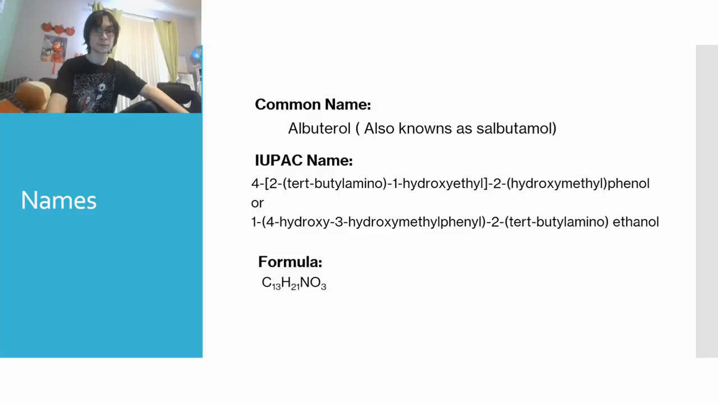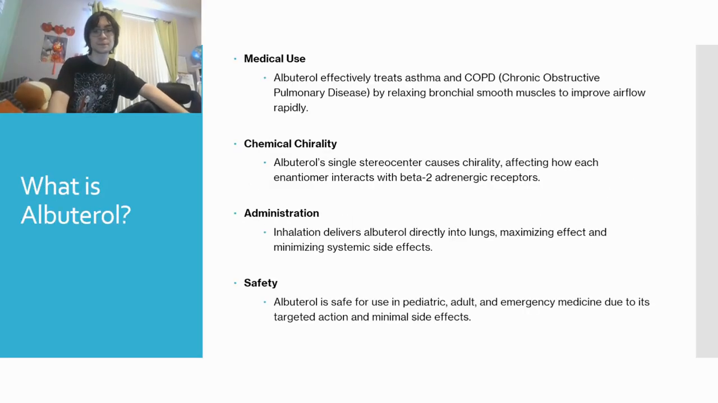So today I'll be presenting albuterol and talking about its chirality, structure, and medical use. Albuterol, also known as salbutamol, has the molecular formula C13H21NO3. Its IUPAC name basically describes a phenyl ring with hydroxyl groups and a tert-butyl aminoethanol side chain. It's kind of a tongue twister there.